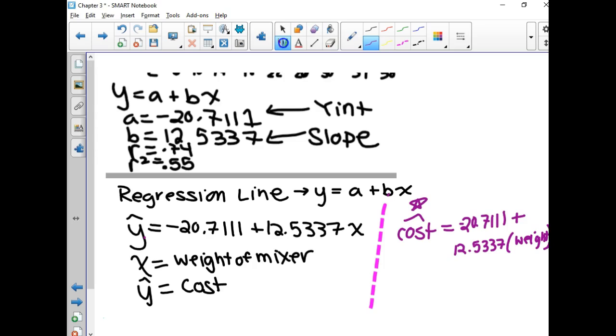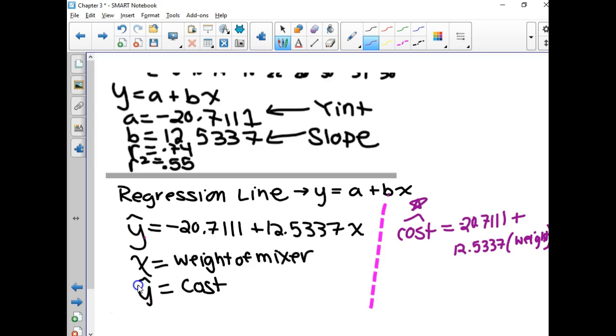I just showed you two different ways to write the equation. What's different with these two equations, the first way versus the second way? One uses y and x, but then you have to define what y and x are.